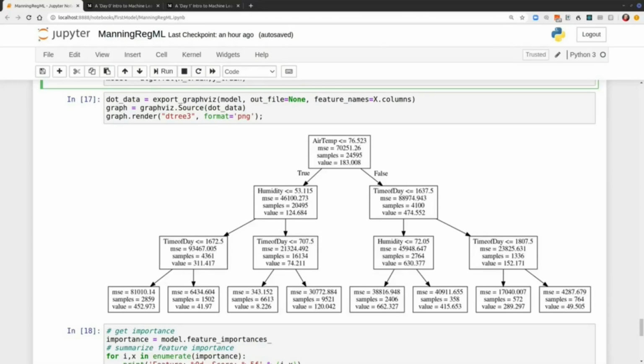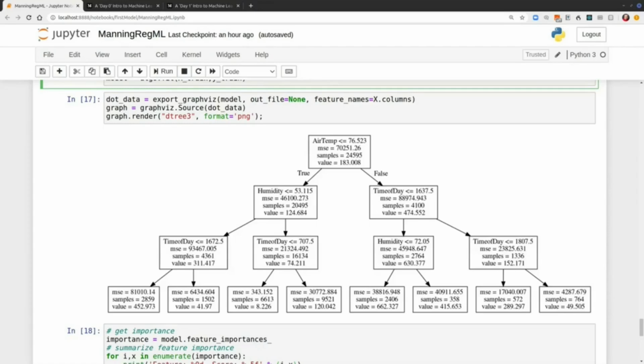When the air temperature is less than 76 degrees, the humidity is less than 53.15, and the time of day is less than, basically, 5 o'clock, in 24-hour format, then you can expect your solar radiation to be around 452 watts per meter squared. Remember, you've got some error in there, so you could be off by around 100 watts per meter squared. Anytime less than that time or greater than that time, your value tends to average around 41.7, and that makes sense because it's getting dark, right?